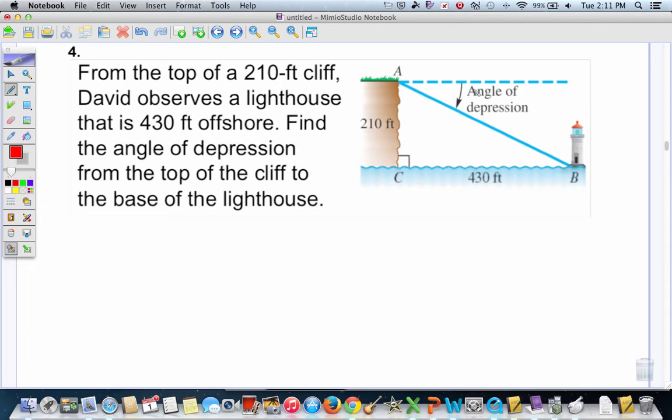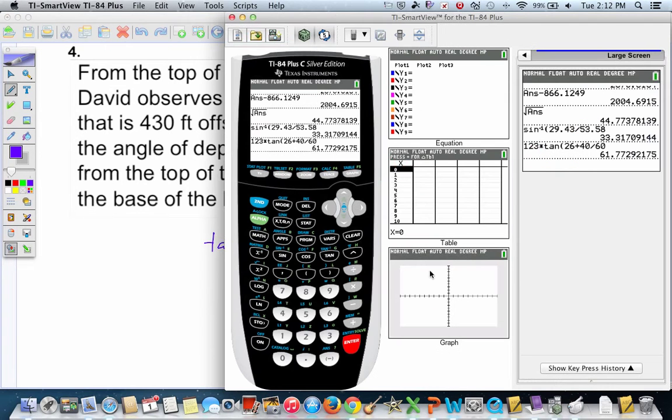Now, if we recall from our work back in Chapter 1 or some geometry, my water and my horizontal line up here are parallel lines, so this line cutting through here is a transversal, which simply means that the angle of depression is the same as angle B, alternate interior angles. The angle B is the same as the angle of depression, so we can find angle B by using the tangent, because I know the opposite side, which is 210 feet, and the adjacent side, which is 430 feet. That will allow me to solve for angle B.